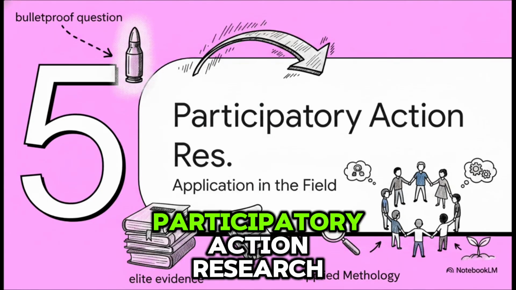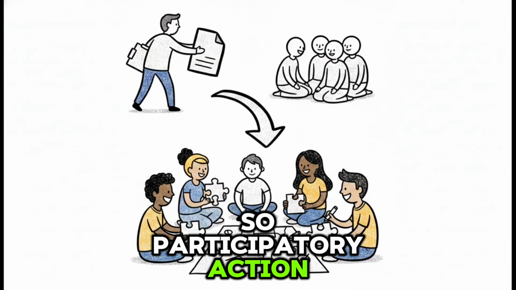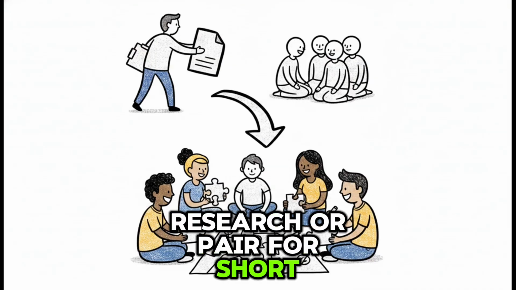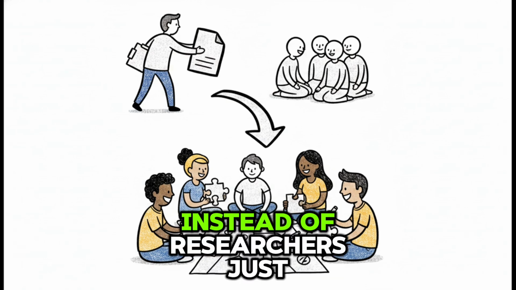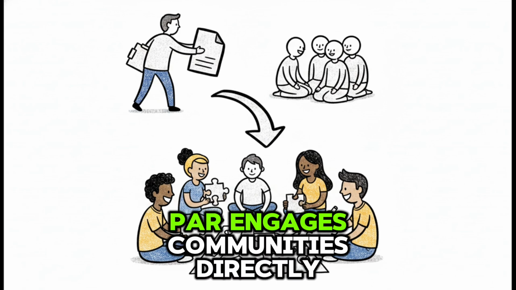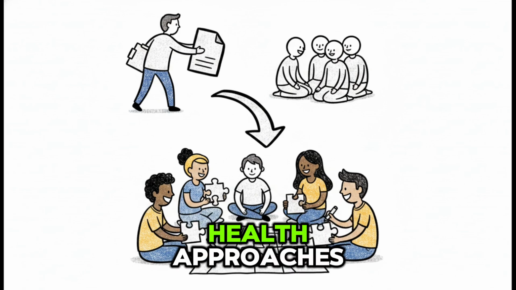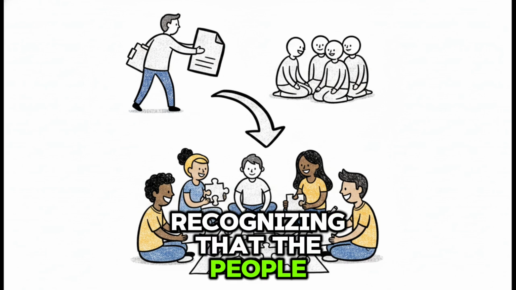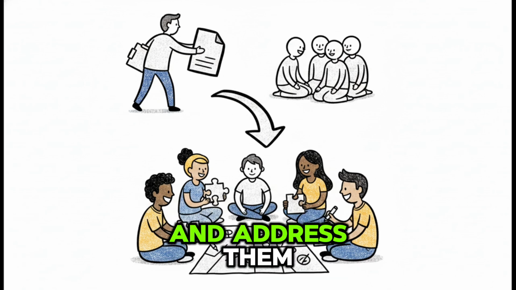Section 5. Participatory Action Research. Let's talk about application in the field. So, participatory action research, or PAR for short, completely shifts the traditional dynamic of academic power. Instead of researchers just dropping in, extracting data, and leaving, PAR engages communities directly. It focuses on population-based public health approaches, recognizing that the people actually living with health determinants are often the best equipped to understand and address them.